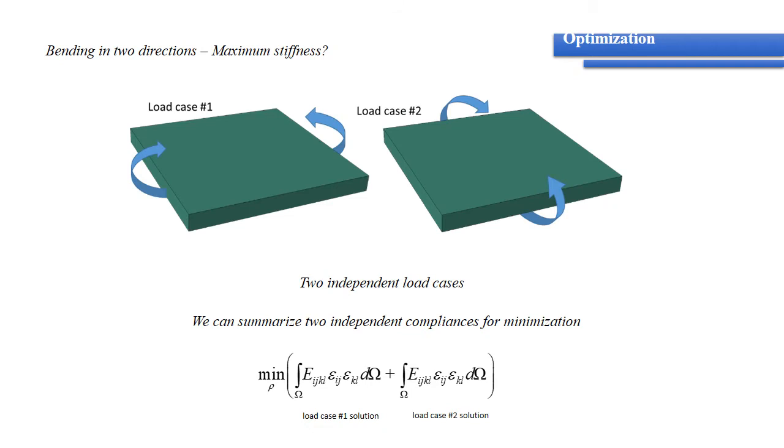For this purpose, we took a plate like this, and we applied two types of loads. It's two independent load cases, bending in this way, bending in this way. These are the most critical loadings for floor plates, where we put them horizontally in our building. This is the main load case for this kind of plate. We have two independent load cases, so we can sum the two independent compliances and minimize them together, for the first load case and for the second load case.